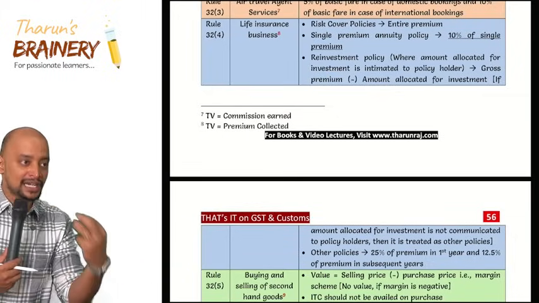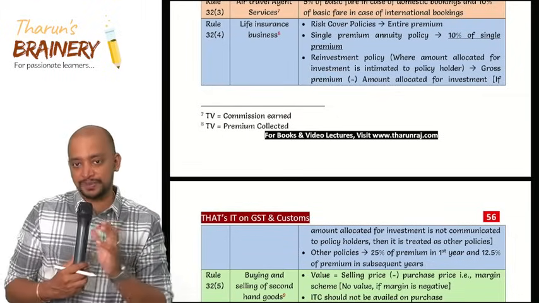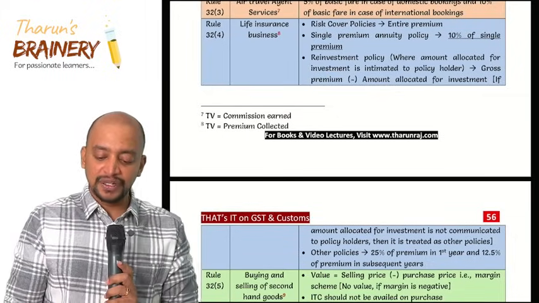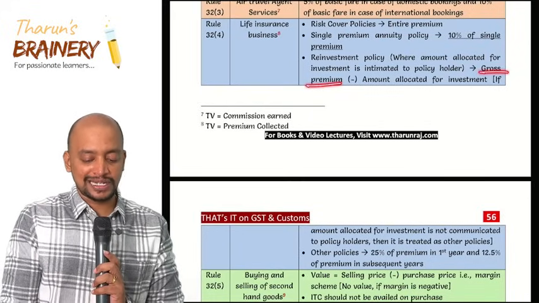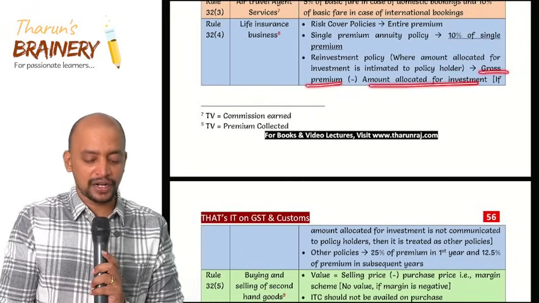In reinvestment policy, how much money will go into the pocket of the insurance company? Premium collected minus amount allocated for investment. Which means that difference only will be taken as the money in their hand. So gross amount collected minus amount allocated for investment.